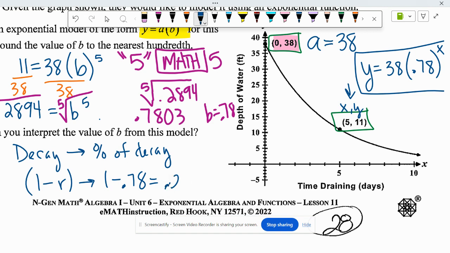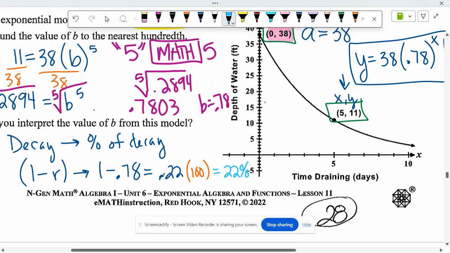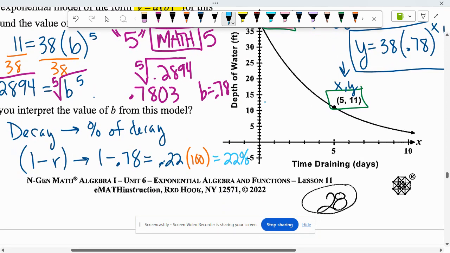It's 0.22. And 0.22 as a decimal, when I multiply it by 100, turns into 22%. And that's what it's asking for. It's asking you for what is the decay percent, like what percentage is the depth of the water decreasing every day? And it's the water is draining at a rate of 22% per day.